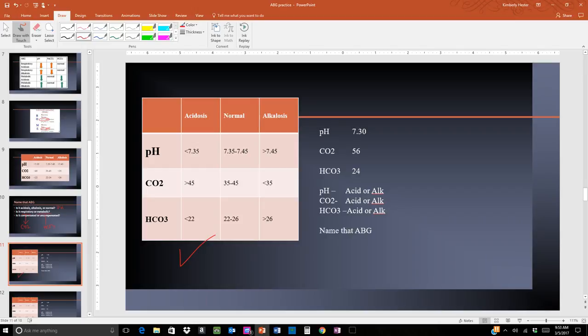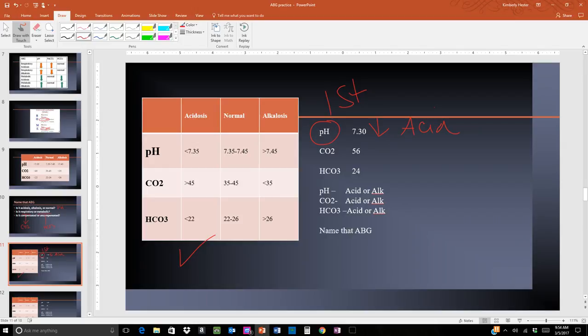Okay, so the first thing we do, like I said, is ask ourselves the questions. You always look at your pH first. All right, so your pH, is this 7.30? Is this low or high? So we can look on here and we can see that this is low. And what does that mean? If your pH is low, that means it's acidotic. So we'll put acid next to there.